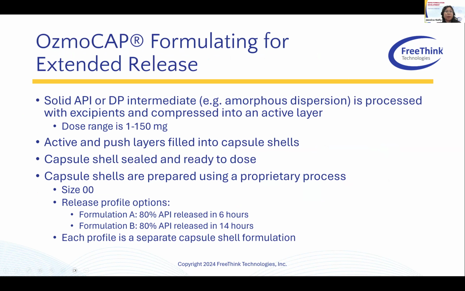So when formulating for an OsmoCap dosage form, we can formulate for solid API or drug product intermediate that will be processed into the active layer. Our current dosage range is between 1 to 150 milligrams. Once we make the active and push layers, we can fill them into the capsule shells. Then the capsule shells will be sealed and ready to dose. Currently, OsmoCap capsule shells are size 00. We have two formulations: formulation A, which is 80% API released in 6 hours, and formulation B, which targets 80% API released in 14 hours. And so for this project for compound X, both formulation A and formulation B were dosed to dogs.